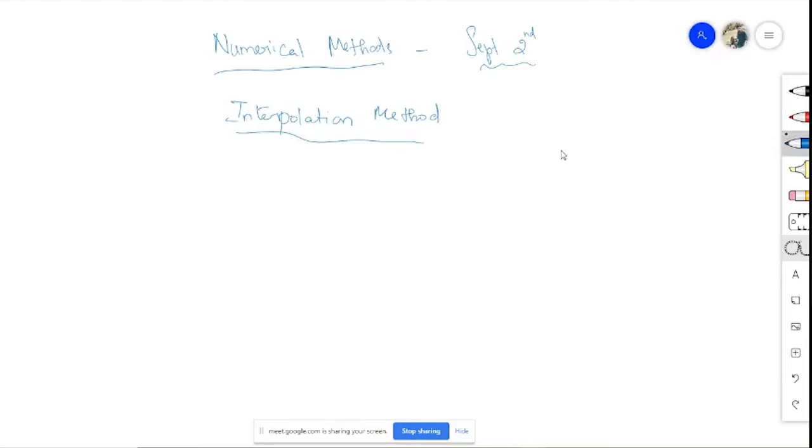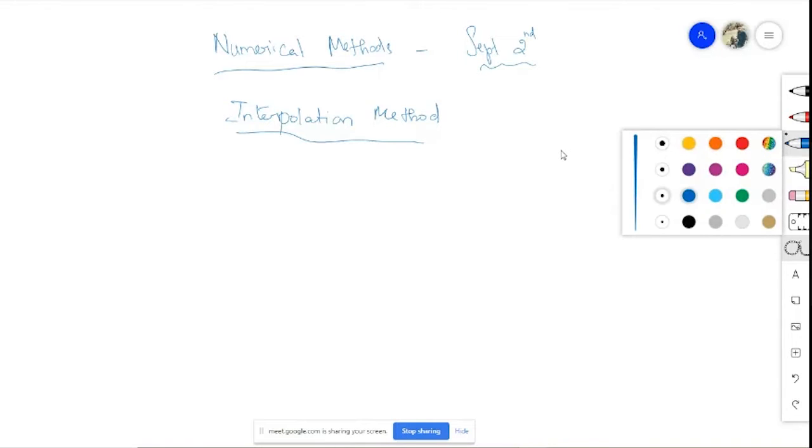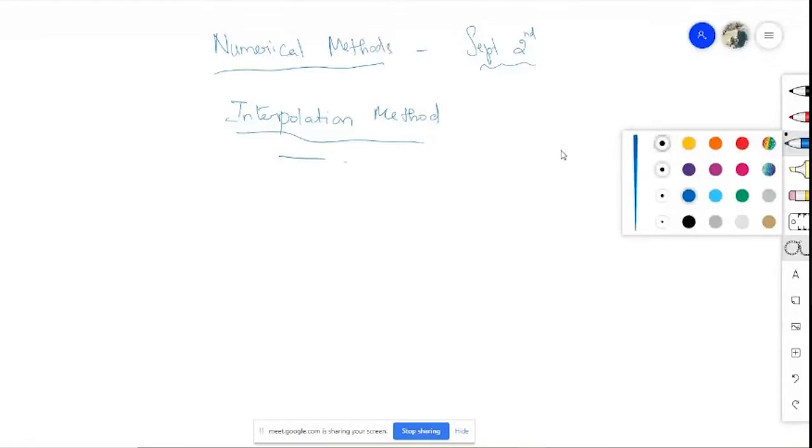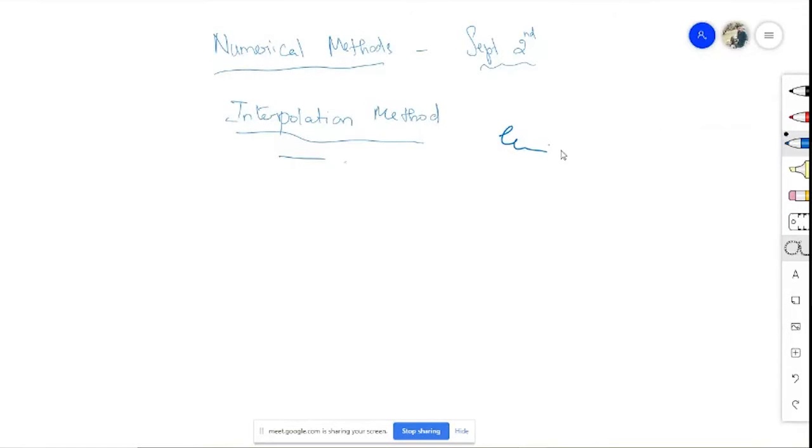Can you see that? I want you to make my pen darker. Yes, sir, we can see. Sir, darker pen? Yes, sir. One second. Okay, this is good, right?